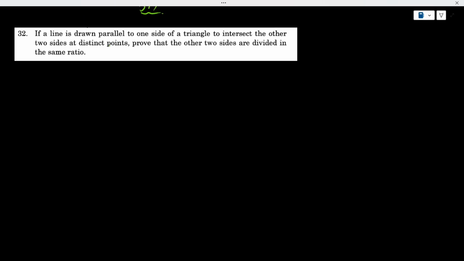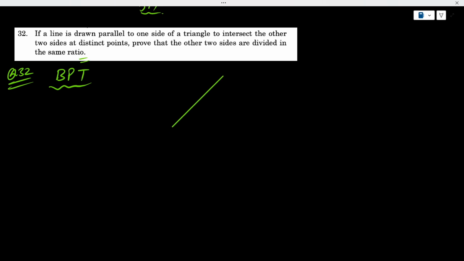So what is given here? If a line is drawn parallel to one of the sides of a triangle to intersect the other two sides at 2 distinct points, prove that the other 2 sides are divided in the same ratio. When you read this statement, you should know that this is based on BPT, right? This is the basic proportionality theorem. So what does it say here?